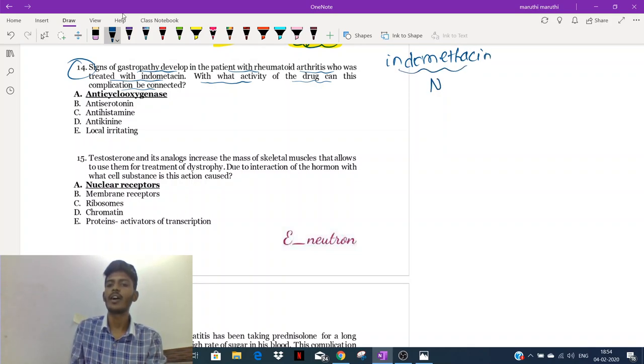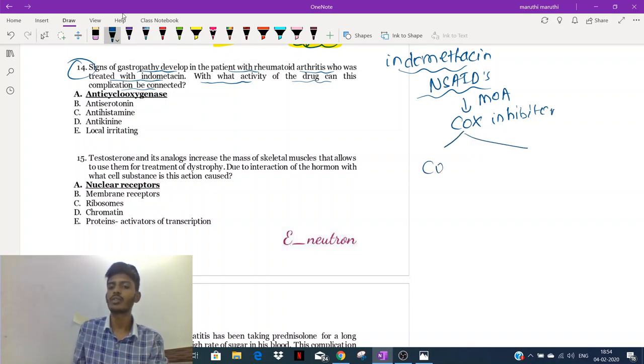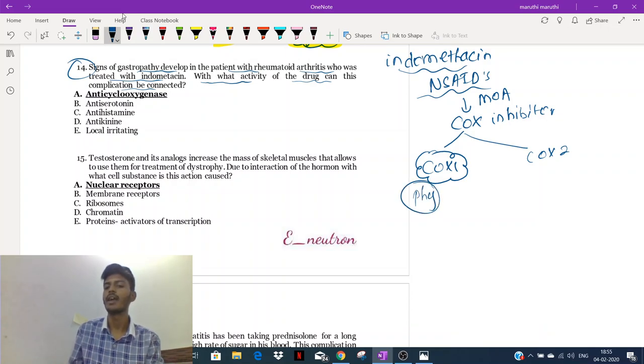Indomethacin is a non-steroidal anti-inflammatory drug, NSAID. Okay, now this NSAID, what is the mechanism of action of this one? They are COX inhibitors. Okay, now we need to understand this COX is an enzyme which has two types, COX1. In fact, now we have three isotypes. Okay, COX2 and even we have COX3, but usually we are discussing about COX1 and 2. COX1 is present in a physiological condition in a normal person. COX2 is present during the inflammation.